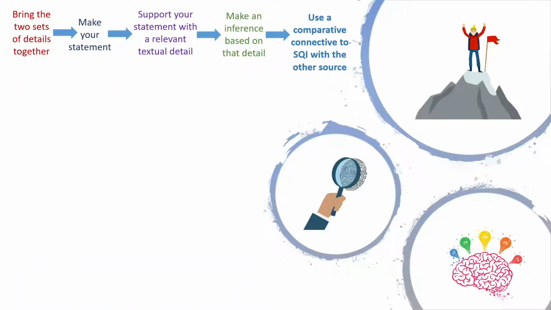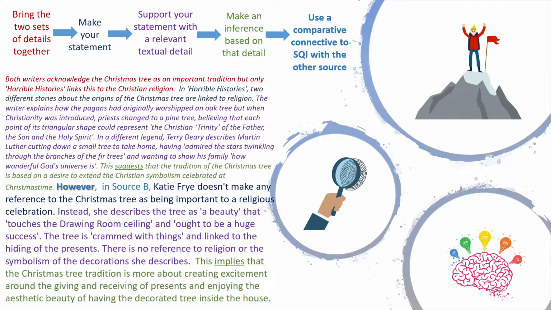Now, that's not enough, because now we need to look at the second source. So, across the top, I've added a blue statement now. Use a comparative connective to SQI, statement, quotation, inference, with the other source. So, if we look at how this appears, you'll recognise the first section, the red, the blue, the purple, the green, that's what we've just read. And now we can see in that bold blue colour the word however. That's my comparative connective, showing the examiner, look, now I'm going to compare with the other text.